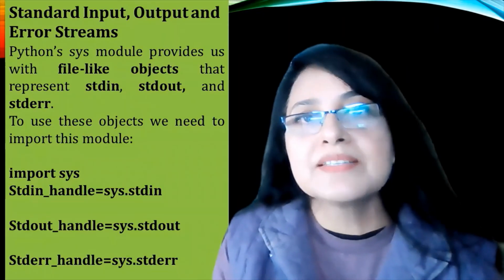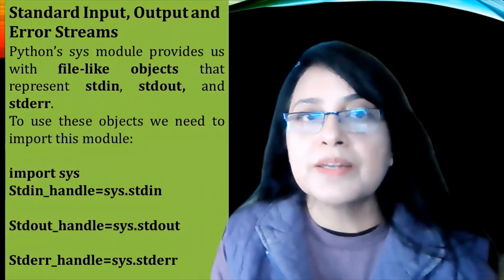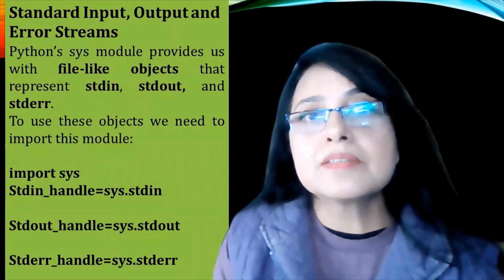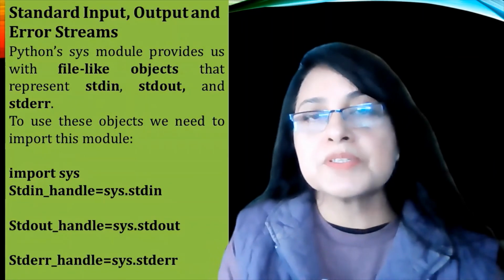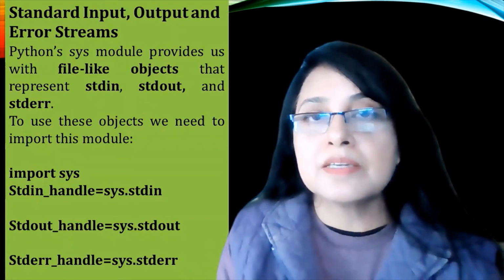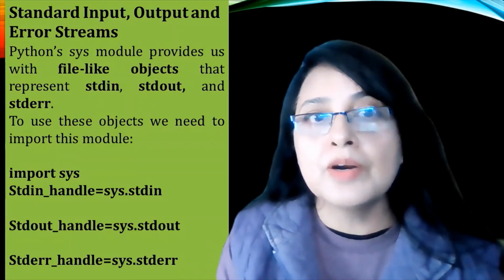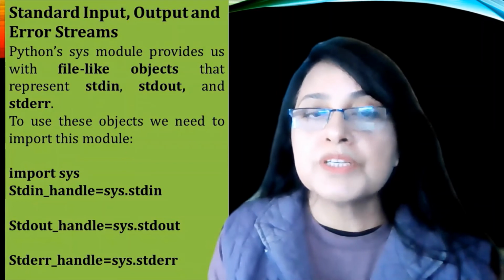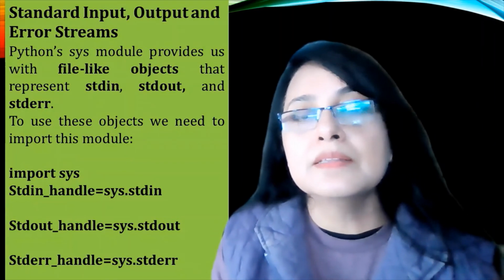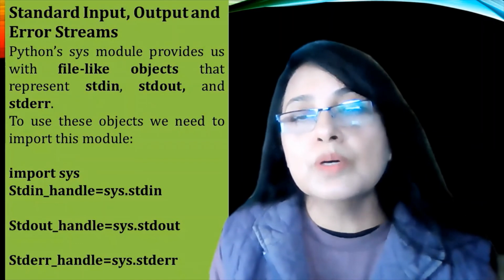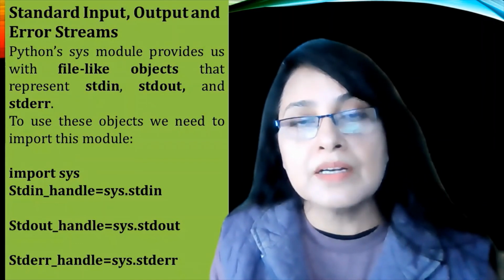We're going to look at the standard input, output, and error streams. Python's sys module provides us with file-like objects that represent stdin, stdout, and stderr. To use these objects, we need to import this module and then assign these objects to a variable, which will store a handle for them.